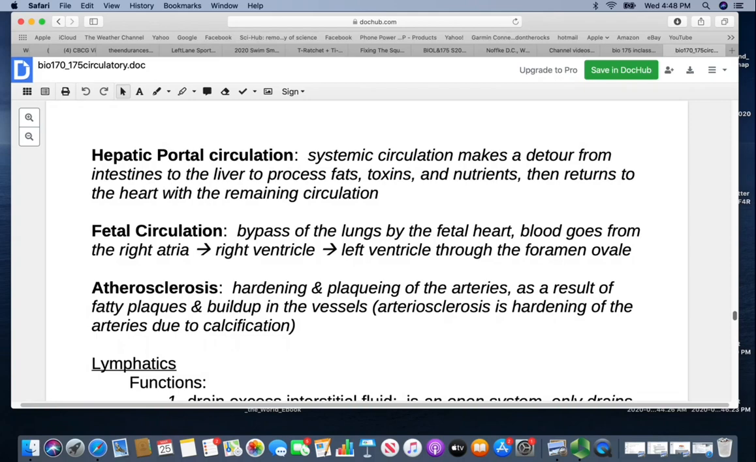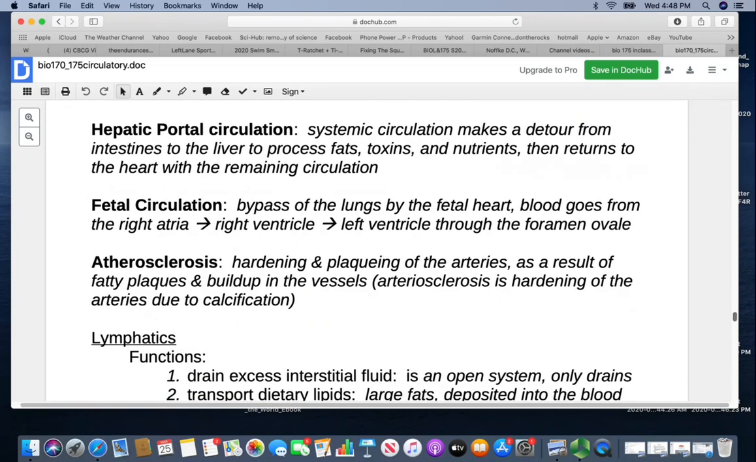In the fetal circulation, we bypass the lungs in a fetus. So the blood is going to go from the right atria to the right ventricle, and instead of going from the right ventricle to the lungs, it'll go from the right ventricle to the left ventricle through the foramen ovale. Oxygenation will happen through the umbilical cord.